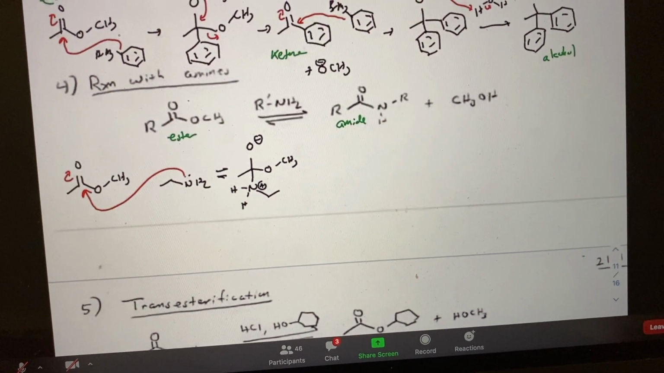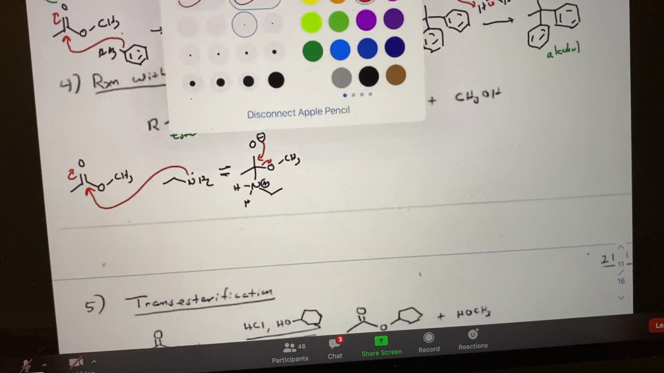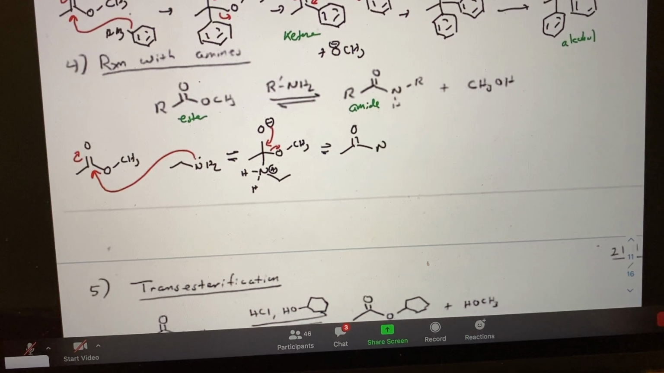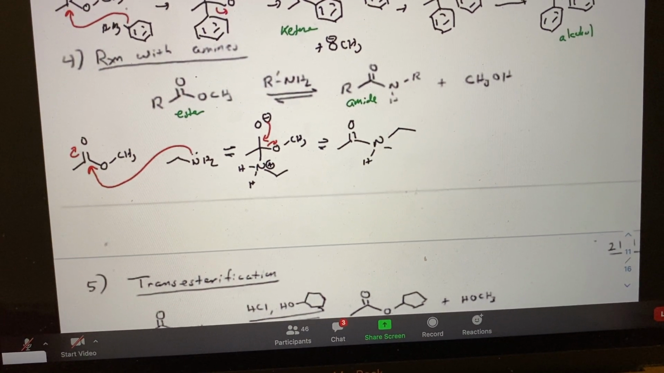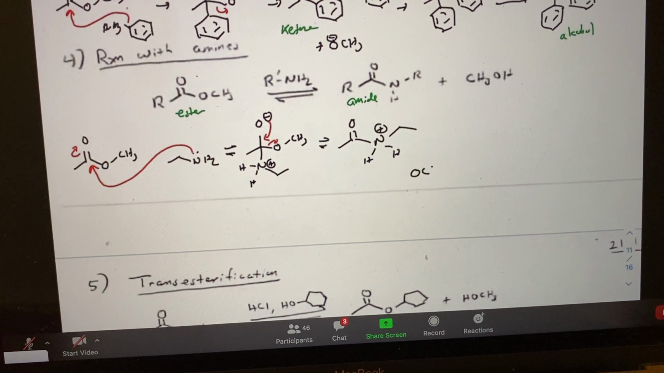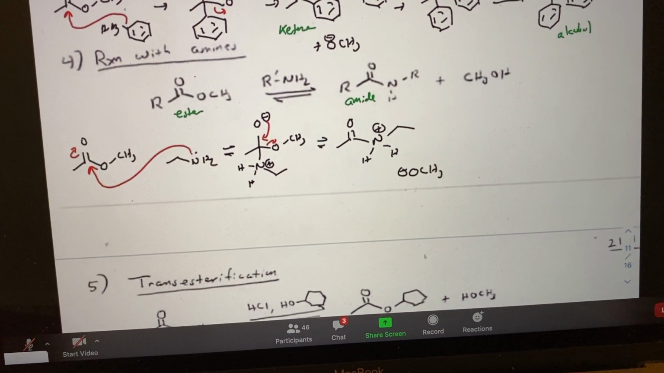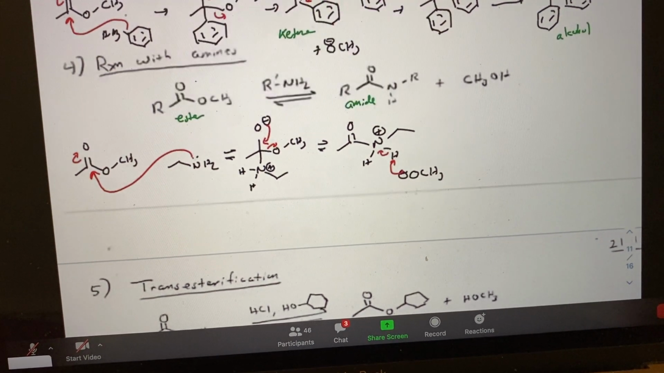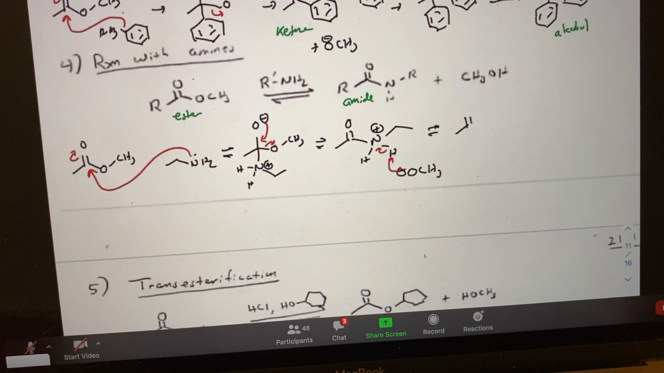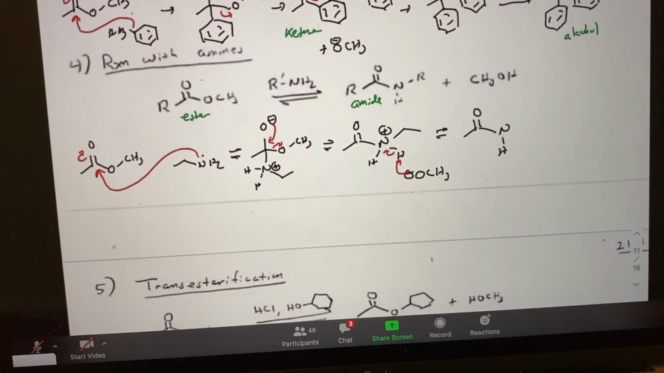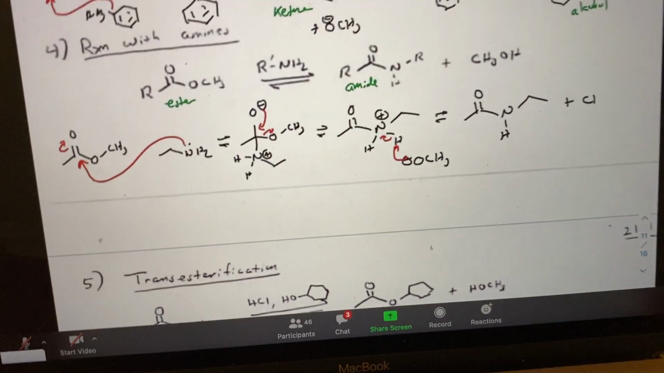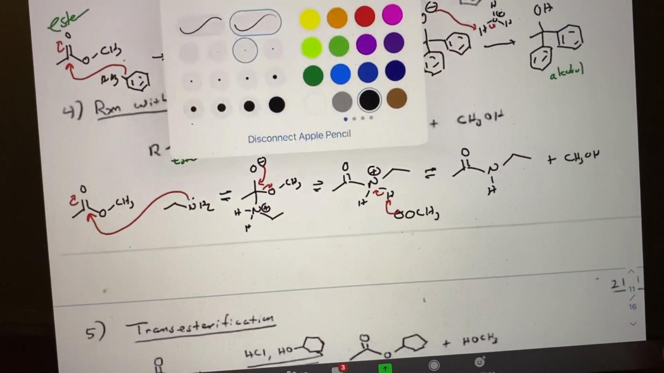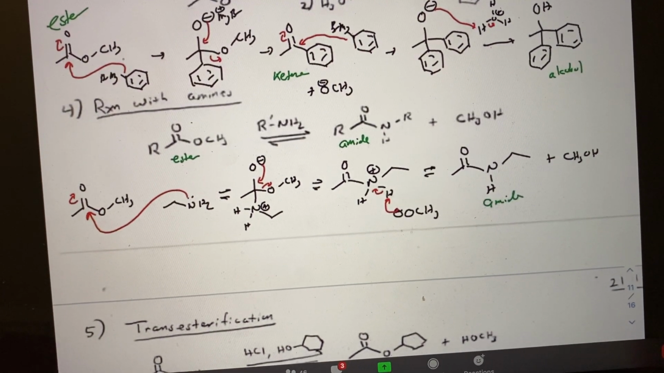So let's just kick out our leaving group, reforming the carbonyl group. Let's move this around here. And then an acid-base reaction: at some point this will quickly grab one of these protons. So now we formed our amide in this case.